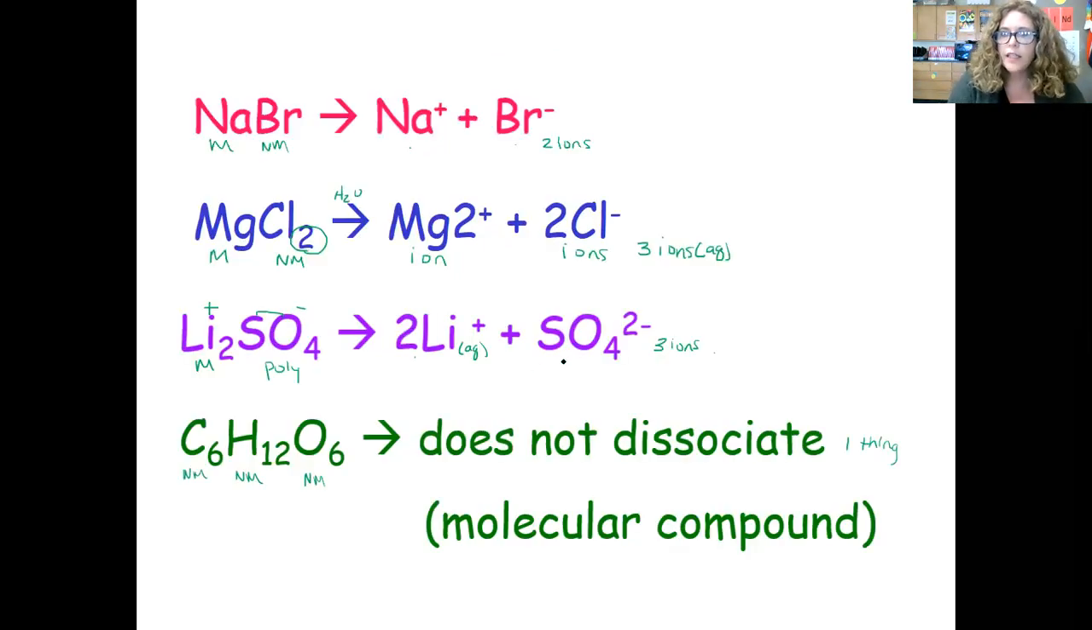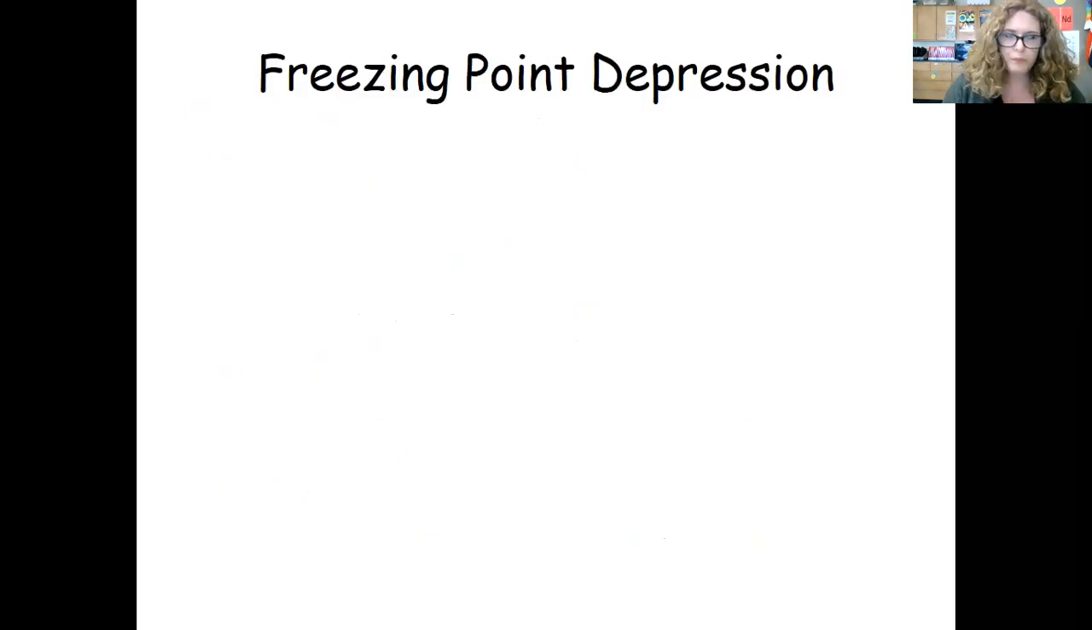So a colligative property depends on the number of particles present. If this only has 1 particle present, because it doesn't dissociate, it is going to exhibit the most impact of colligative properties. And then this one with only 2 ions would be less of an impact than the magnesium chloride or the lithium sulfate. And so what does this mean in terms of the impacts that we're talking about?